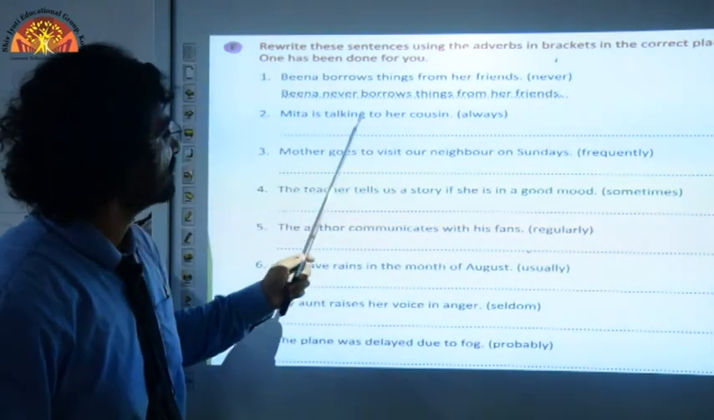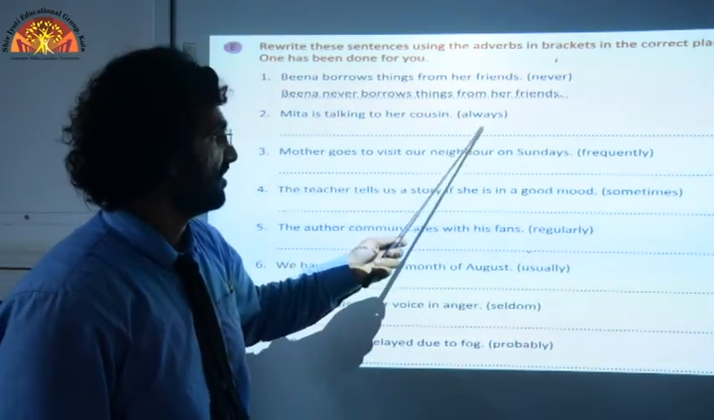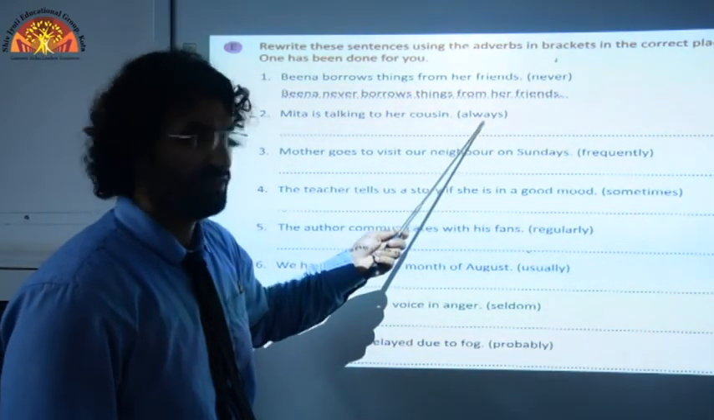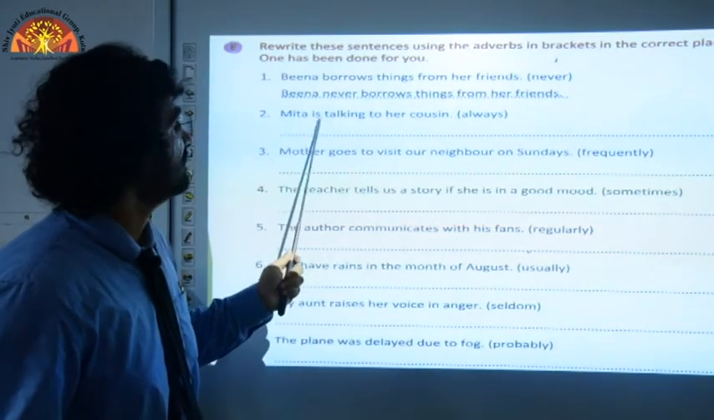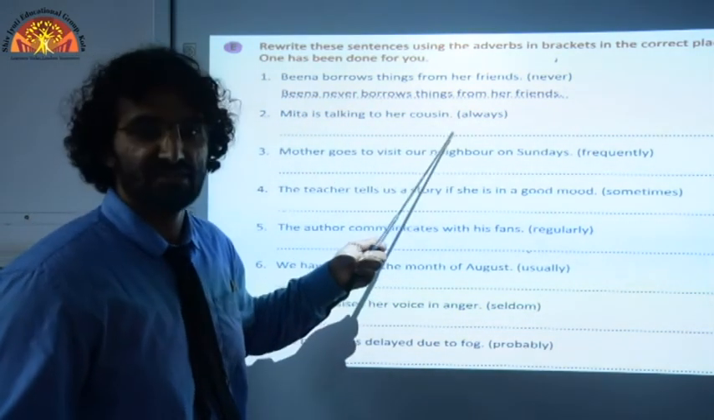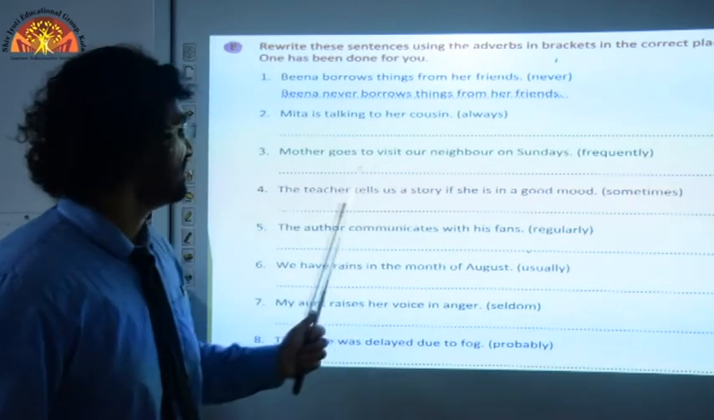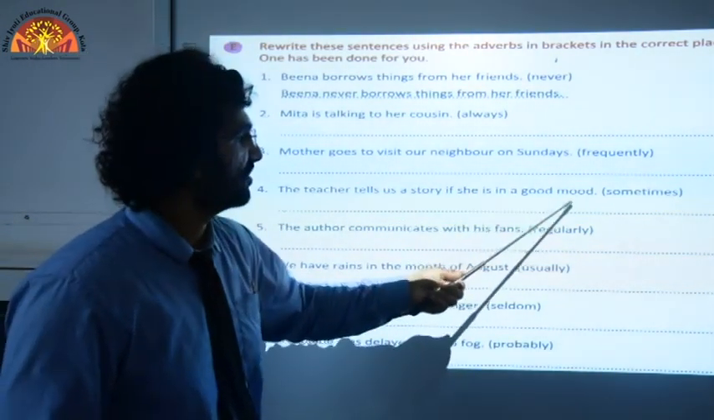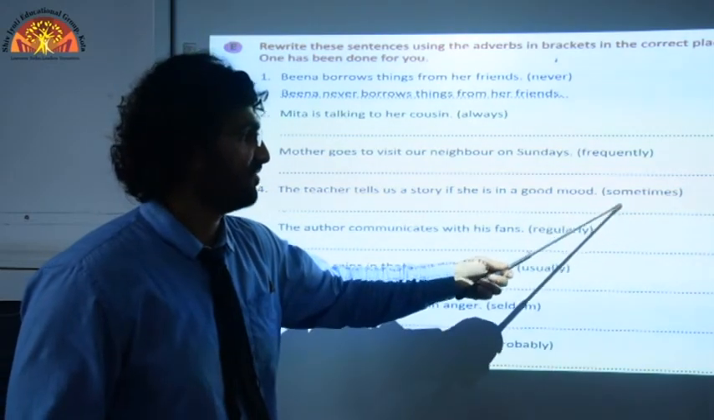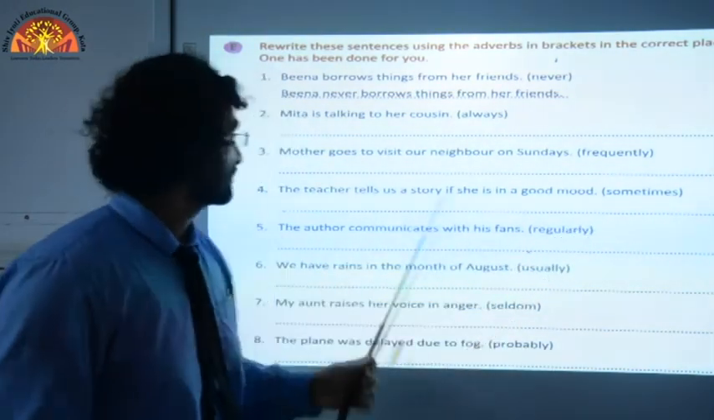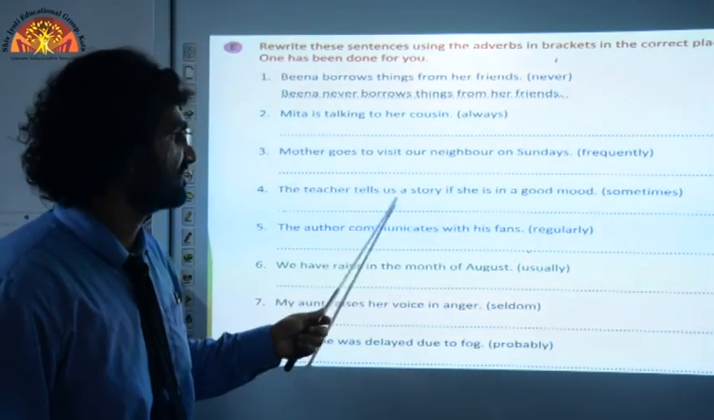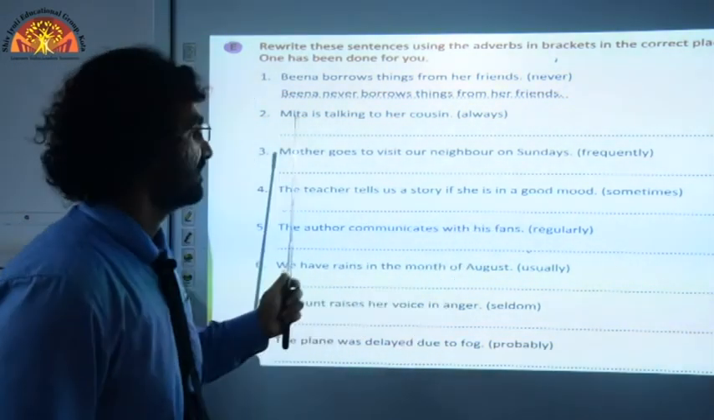Meeta is talking to her cousin. Always is in the bracket. So where should we put this always? Meeta is always talking to her cousin. That is the right answer. The teacher tells us the story if she is in a good mood. Sometimes. Where should we put this sometimes? The teacher sometimes tells us a story if she is in a good mood.